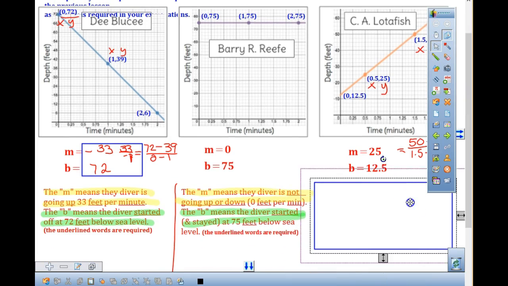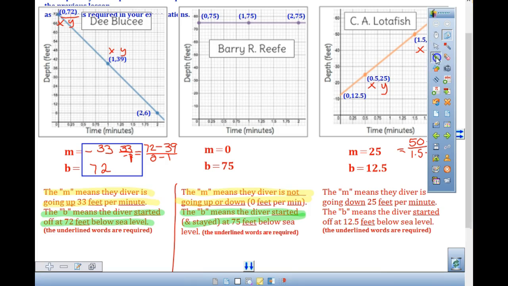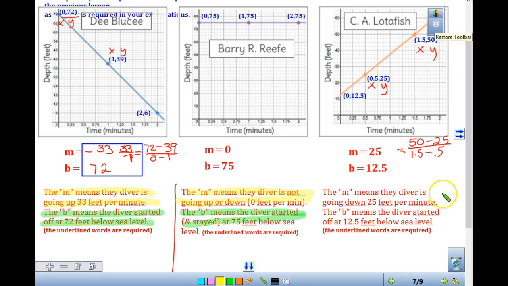So again, as I'm looking at this response, I want to say that M means that this time our diver is going down, going deeper into the water, 25 feet per minute. Kind of fast, right? And the B means the diver started off at 12 and a half feet below the sea, and they're going deeper. So there's like more stingrays or more colored fish that they want to see, right? So they're going deeper and deeper, okay? I will leave this up so that you can make sure you have it.